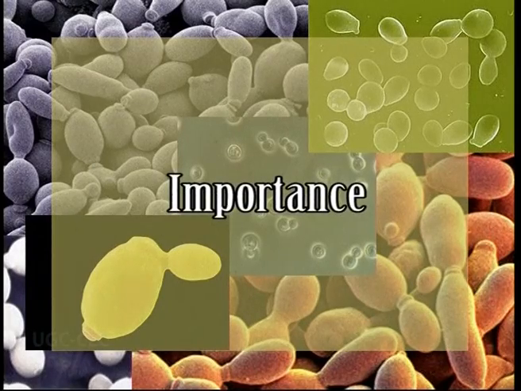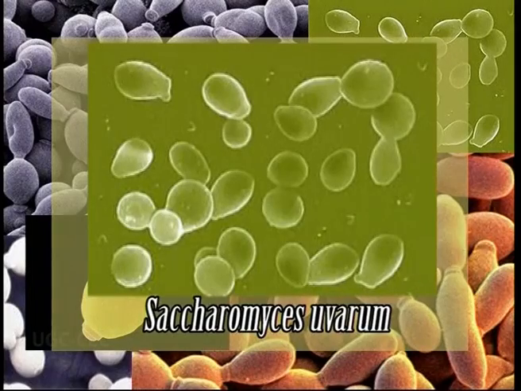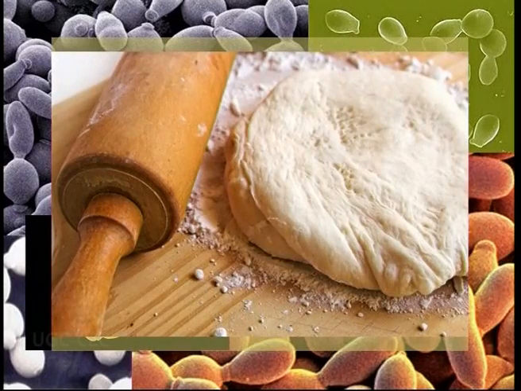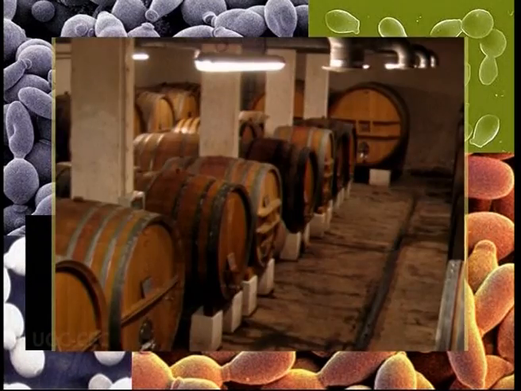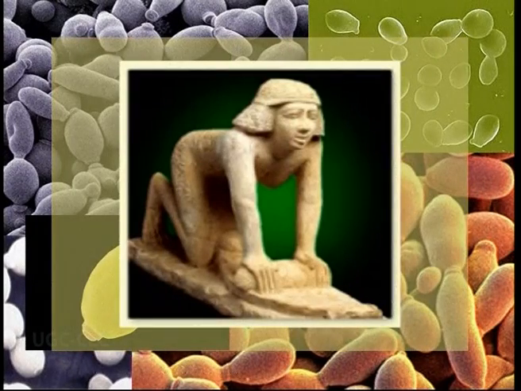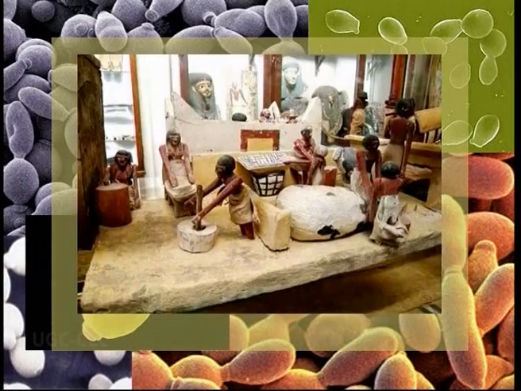Importance. Most yeasts used industrially belong to the genus Saccharomyces, especially the diploid and polyploid races. Bakers and brewers employ Saccharomyces cerevisiae in their industries. The use of Saccharomyces as a leavening agent for bread originated in Egypt about 6,000 years ago and spread slowly from there to the rest of the Western world.